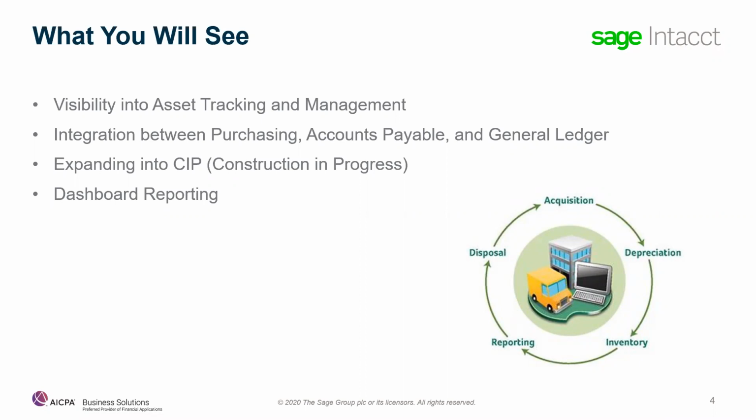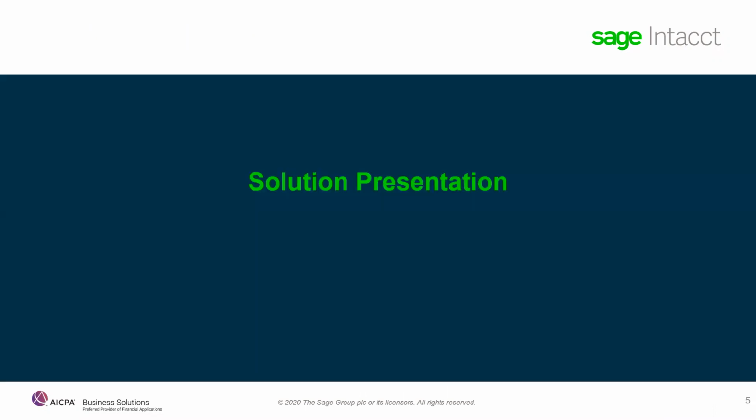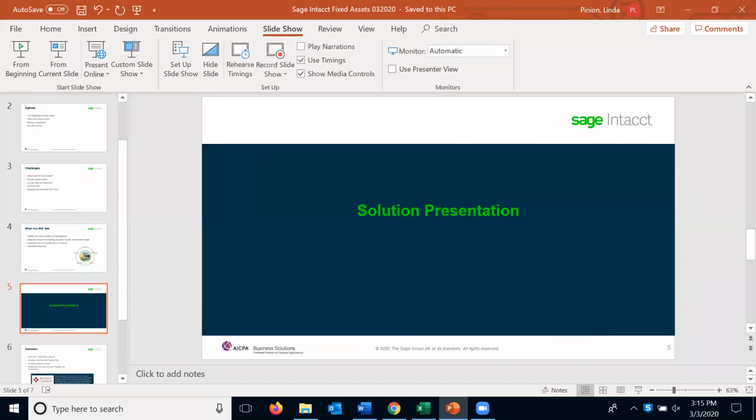And then the last thing that I'll mention here is, for some companies and organizations, you may in fact be looking at or doing something with what's called CIP. And CIP is construction in progress, and it is included in the fixed asset solution. So let's go ahead and take a look at the solution in Sage Intacct.